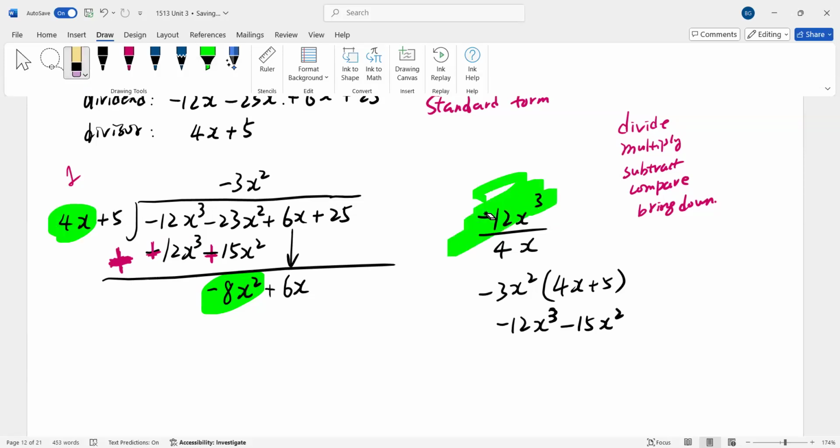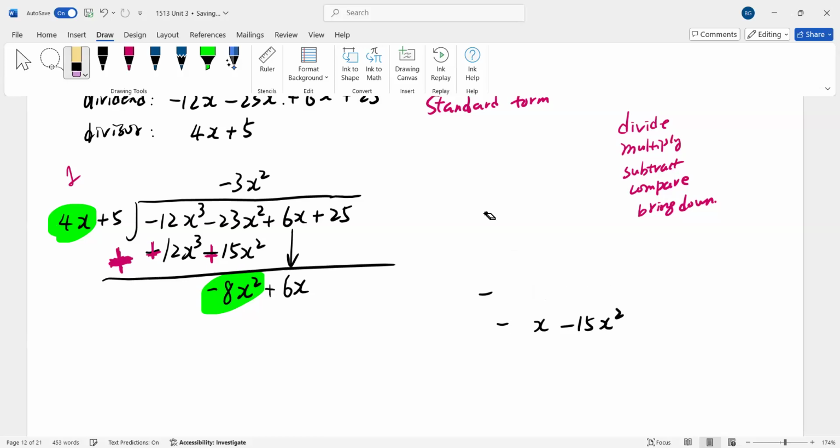Let me clean up this part. Negative 8x squared over 4x. Negative 8 over 4 is negative 2. x squared over x is x. So negative 2x is the quotient. We put it here. Negative 2x.